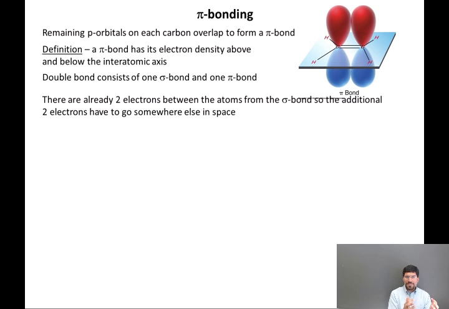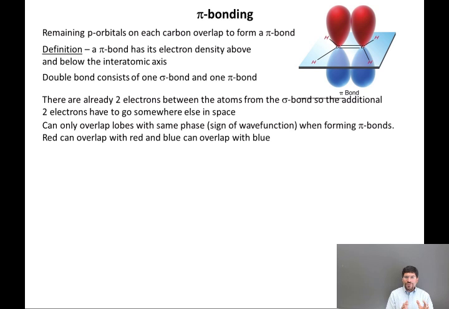Well, if you're going to have a double bond, there are going to be 4 electrons between 2 atoms. It is best to put 2 of them directly in between the 2 atoms, and then have the other 2 electrons above and below the 2 atoms. So those additional electrons have the opportunity to go somewhere else in space.